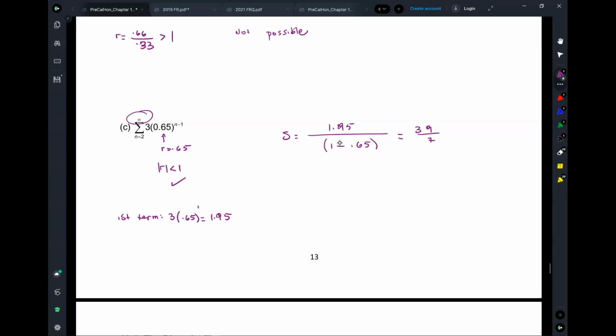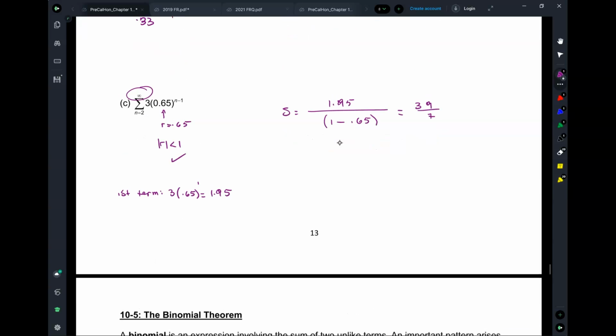Wait, I have a question. Isn't the first term just 3? It's n minus, okay, so this starts with 2. Oh, okay. Yeah. So if it's n equals 1 then. Right, exactly. Okay, so we'll stop there.